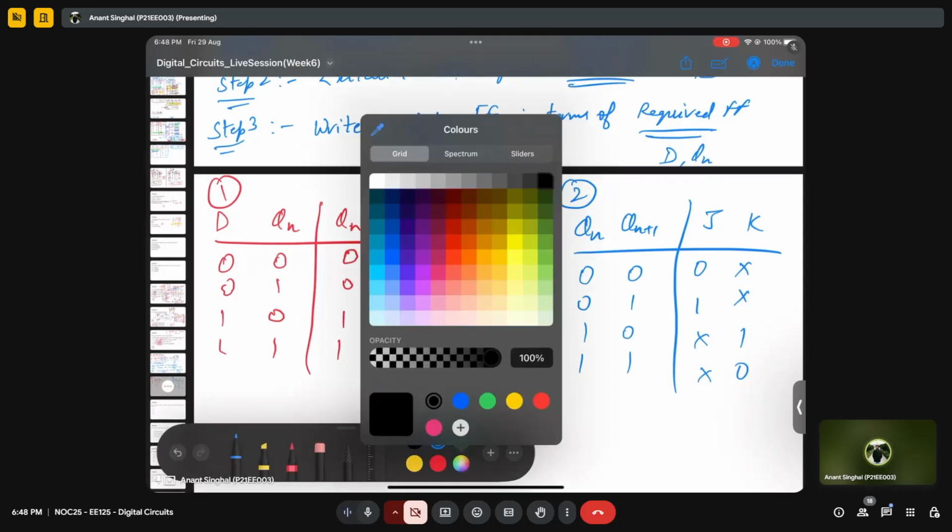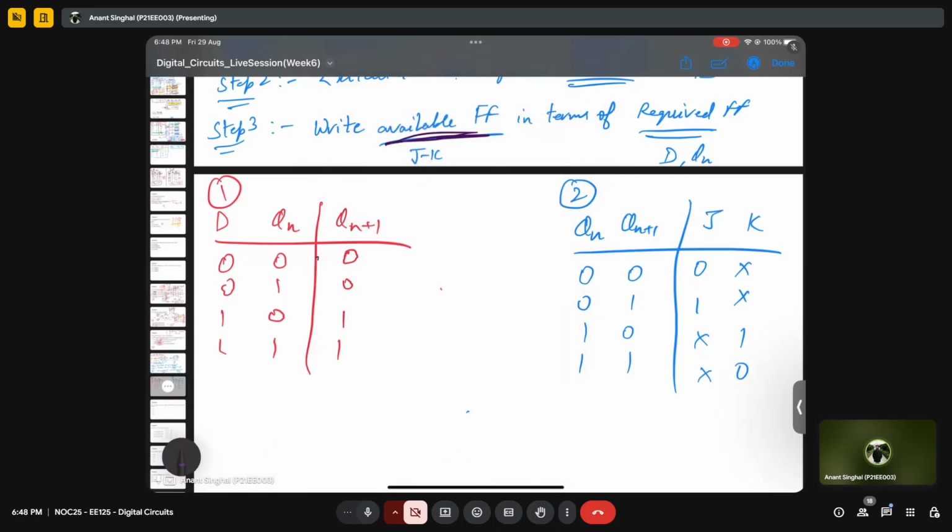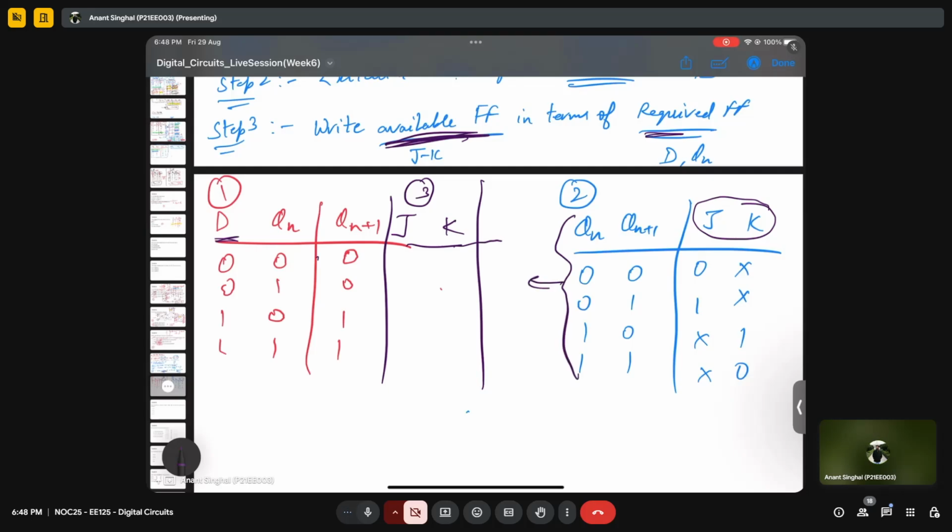Now the third step involves writing the available flip-flop, which is JK, in terms of the required flip-flop, which is D. So we can write a JK here. This is step 3. When Qn and Qn plus 1 are 0, we'll use this table to fill this. So it's 0x, then 1, 0 is x1, 0, 1 is 1x, and 1, 1 is x0. Is it clear till here?